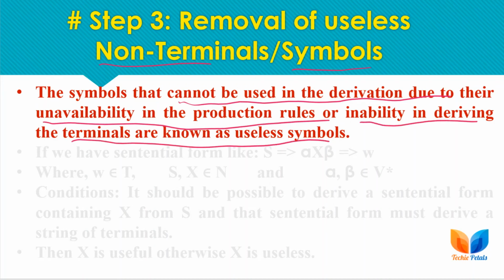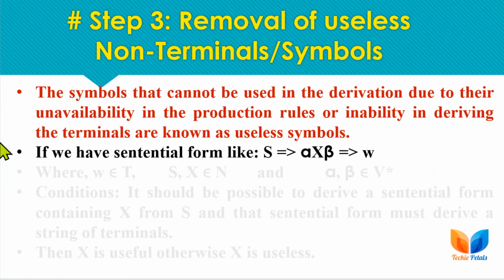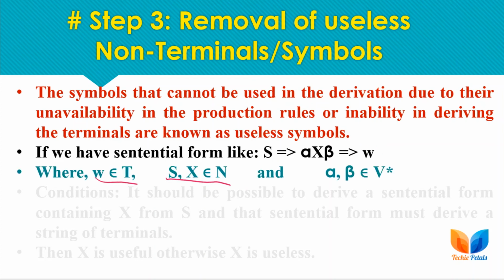A useless symbol cannot derive any terminal string, or cannot end with any terminal symbol. So we can always remove such production rules and such non-terminals from the grammar. Consider a sentential form resulting from the start symbol S, which ultimately ends with W, where W is a string of terminals, S and X are non-terminals, and alpha and beta are strings of terminals and non-terminals.